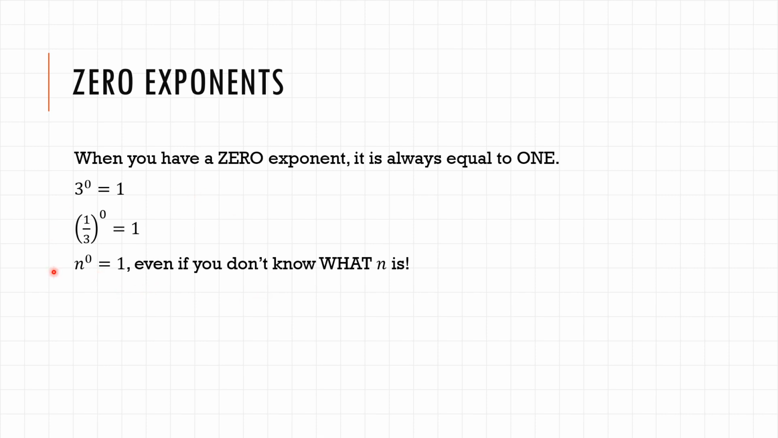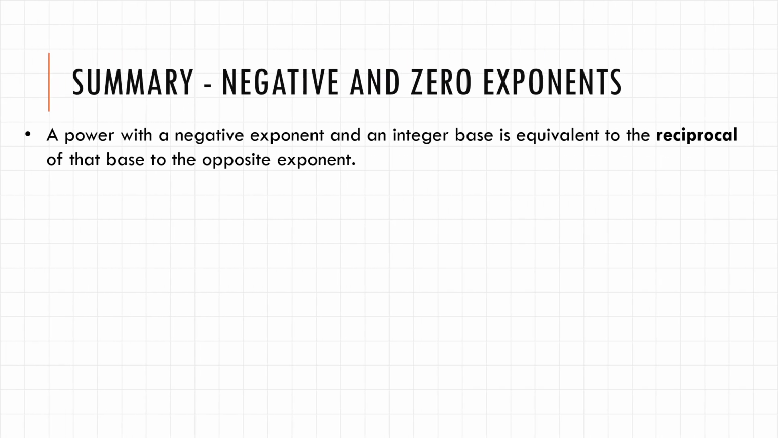0 exponents are pretty easy to remember for this reason. Anything to the power of 0 is always equal to 1. And that's what this lesson is about. We've learned about negative integer exponents and 0 exponents. A power that has a negative exponent and an integer as its base is equivalent to the reciprocal of that base to the opposite exponent.